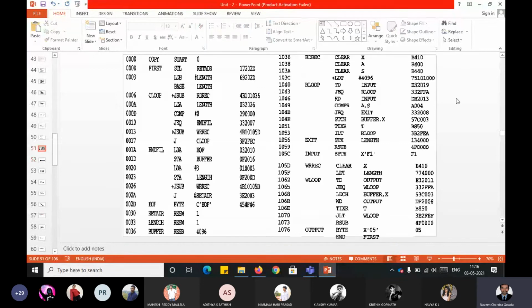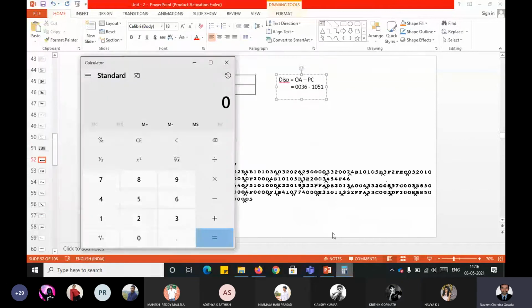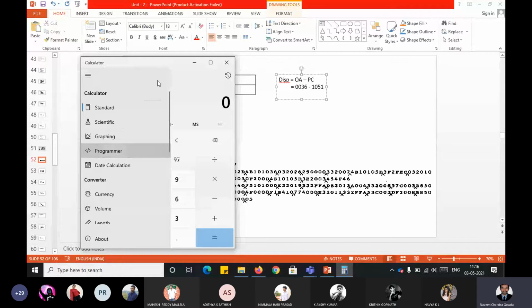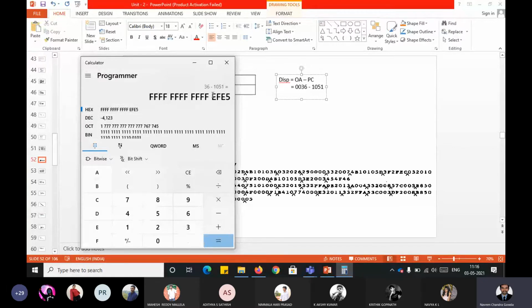Let me show you in the calculator. Students, whatever I'm doing in the slides and the calculator, is it visible to you all? Yes, sir. Now, as I have to do the hexadecimal operation, it is 0036 minus 1051. What value am I getting? You can observe, I'm getting EFE5. I repeat, it is EFE5. Be clear about this.